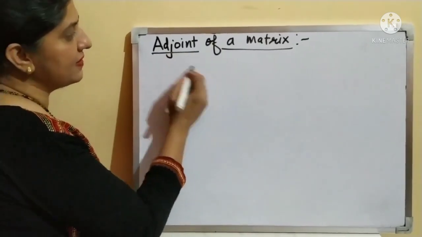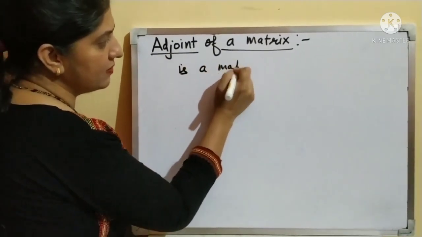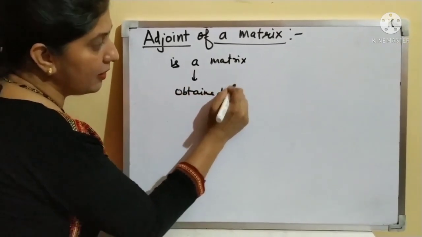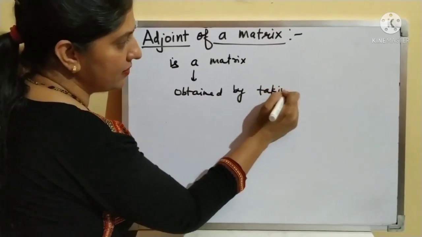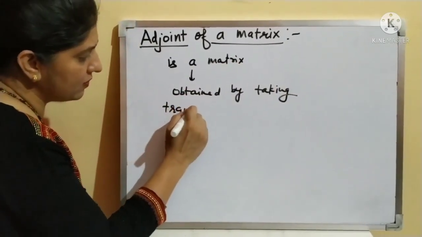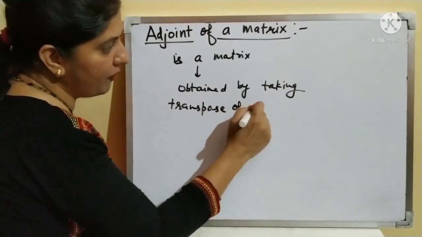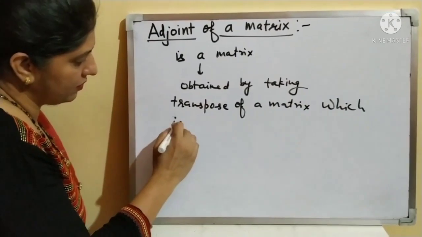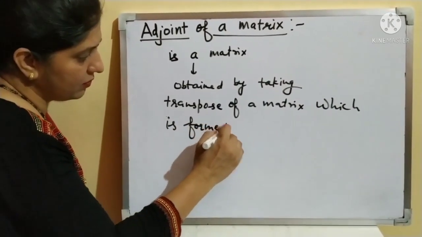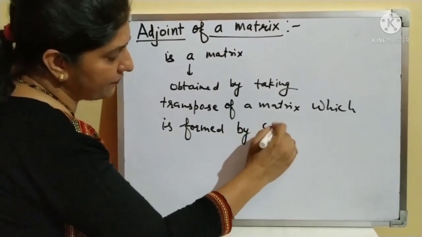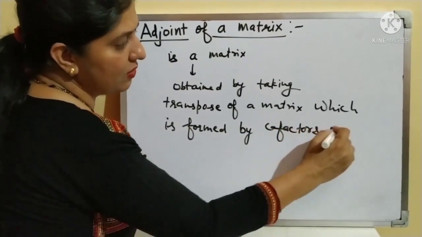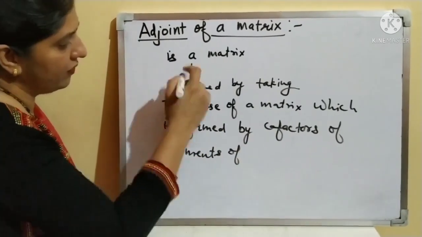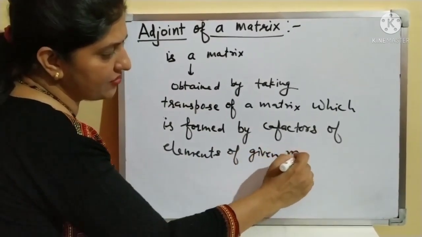Adjoint of matrix is a matrix obtained by taking transpose of a matrix which is formed by cofactors of elements of given matrix.